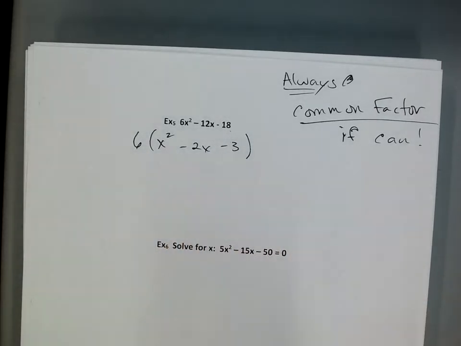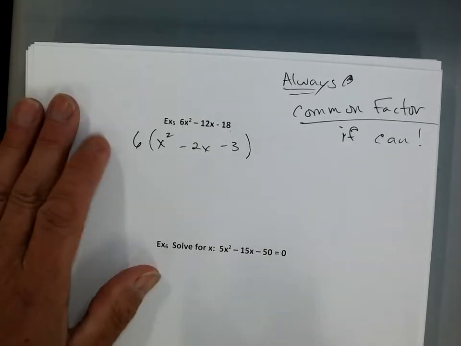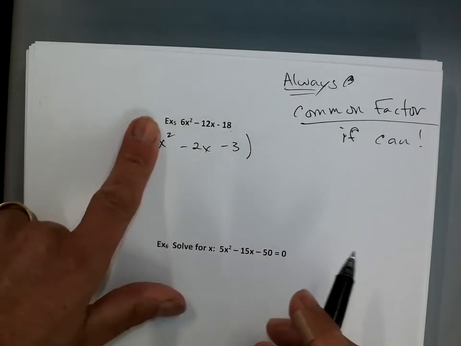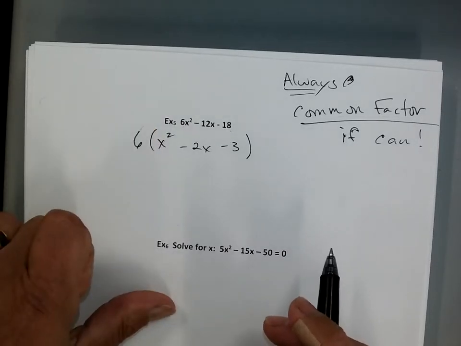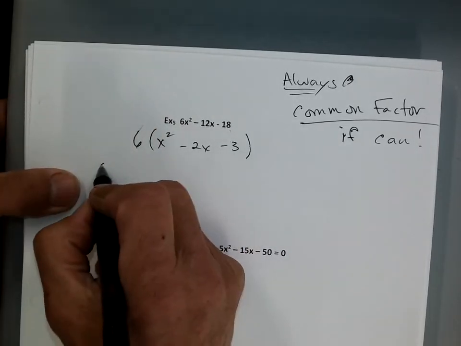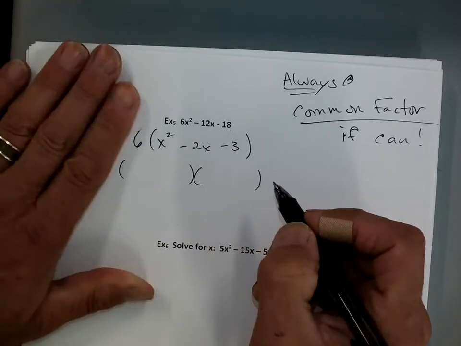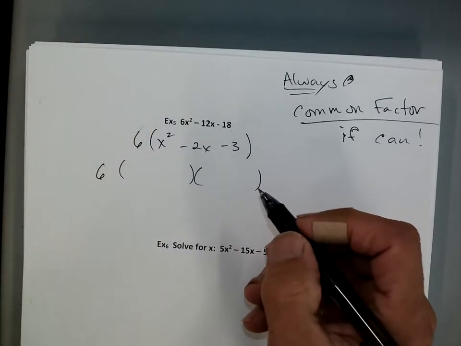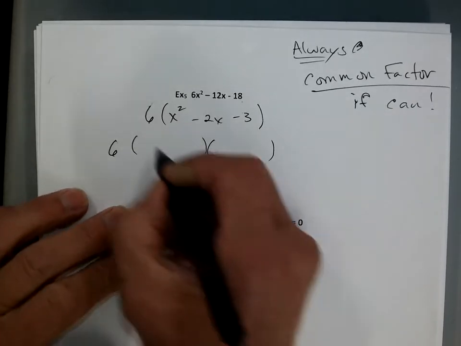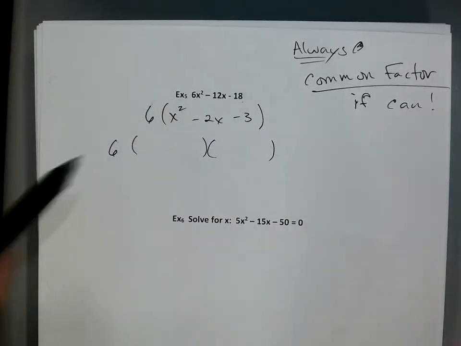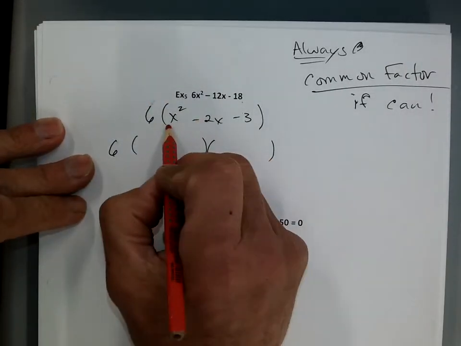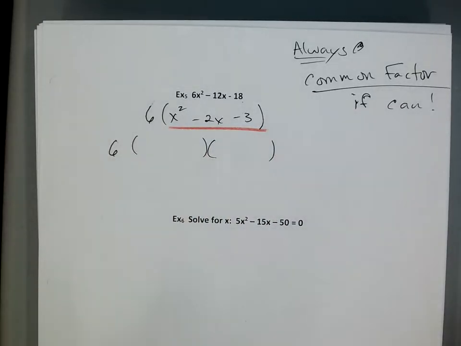Now why does this make it easier? Well, I don't have a leading coefficient because the 6 is on the outside. Now the 6 is part of the problem, but it's on the outside. So now I'm going to go back to just plain old trinomial factoring. I'm going to now try and factor x squared minus 2x minus 3.